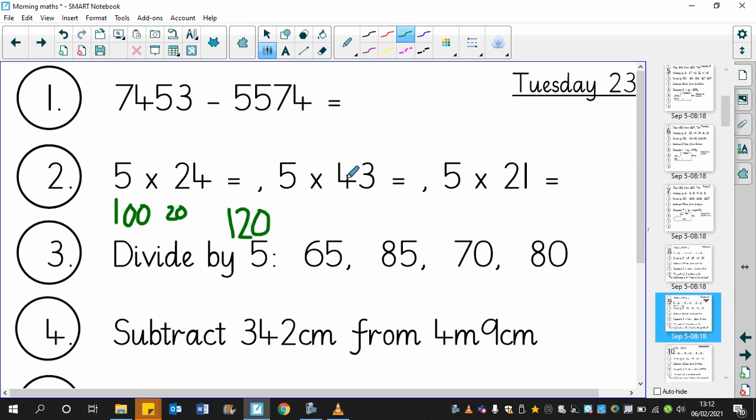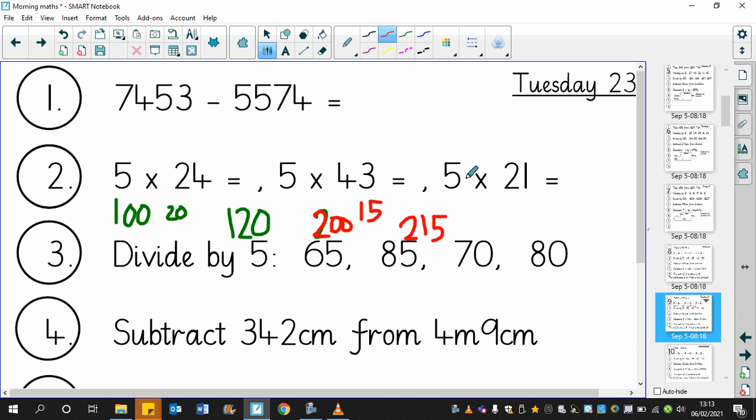Right, 5 times 43. Well, 5 times 40, if 5 times 20 is 100, 5 times 40 is 200. So let's use a different color pen. So 5 times 40 is 200. So we put 200 there. And then 5 times 3 is, of course, 15. Hope you can do this quickly. And then 200 plus 15 is, of course, 215. Then put the little thing there.